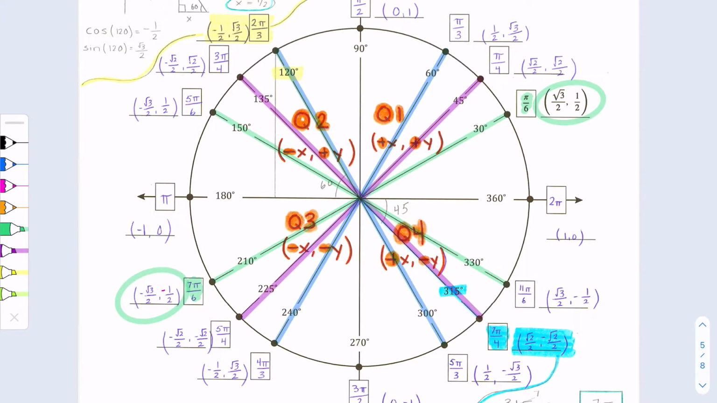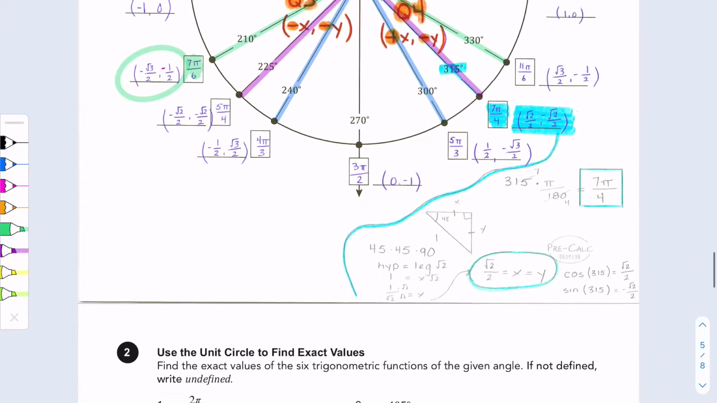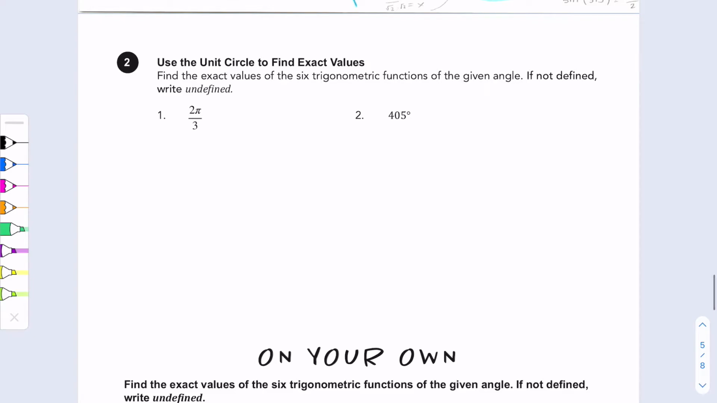So you can figure out your own pattern. That's the pattern that I use. I just memorize the first 3 points and then I keep reflecting them around the unit circle. Moving on to the next set of examples.